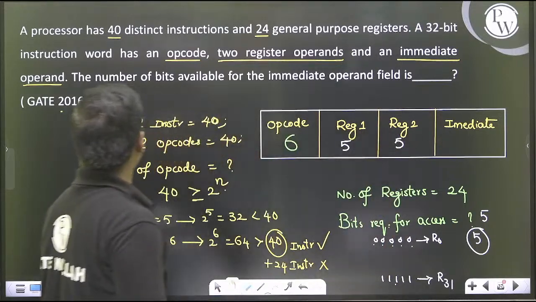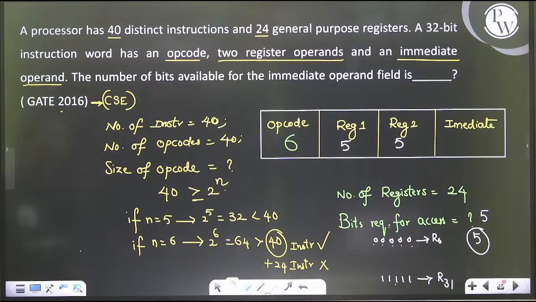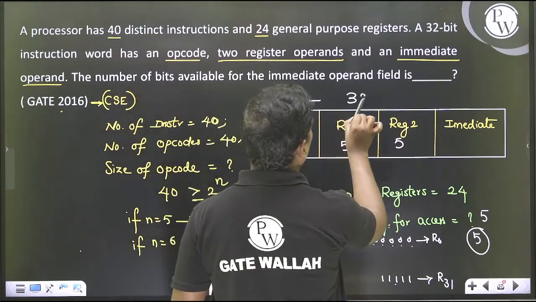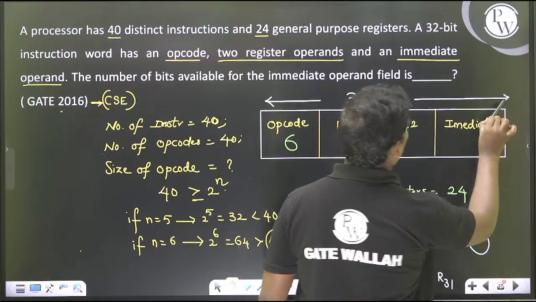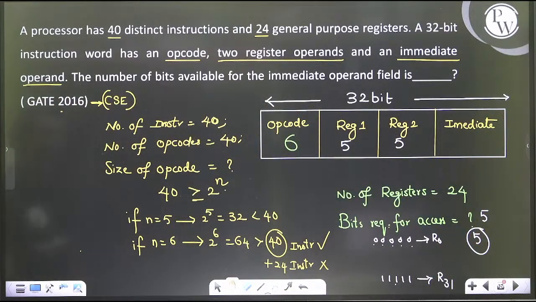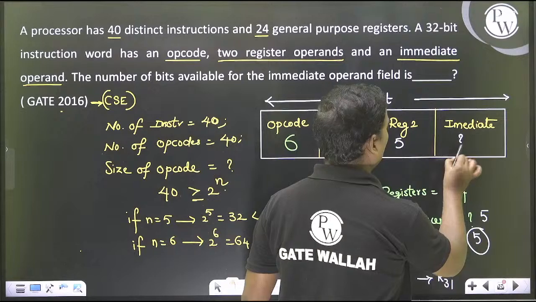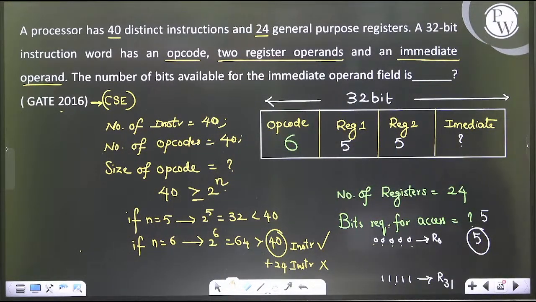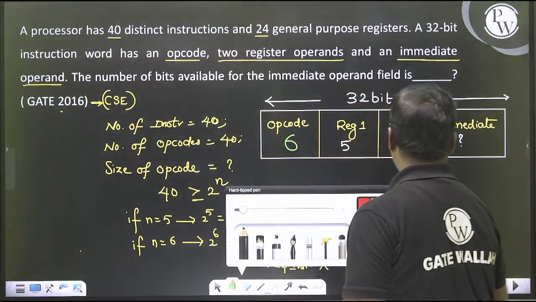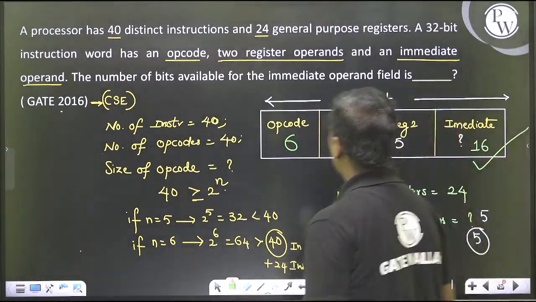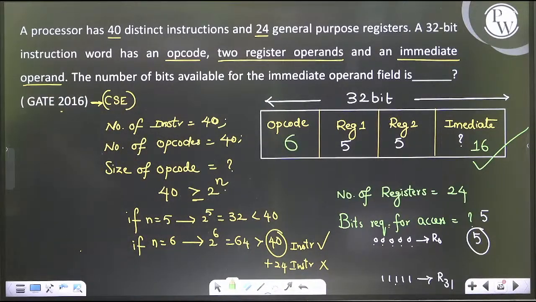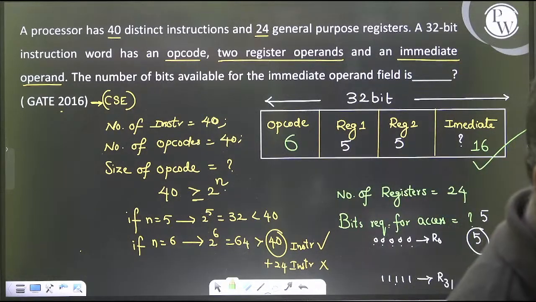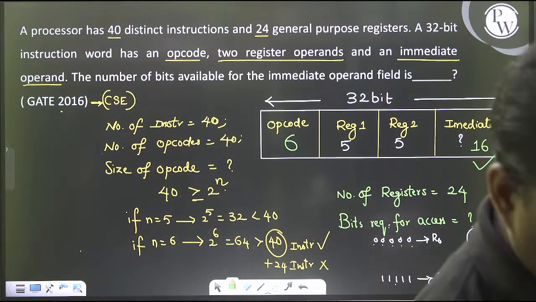And the question asked here is, a processor has 40 distinct instructions and 24 general registers, a 32-bit instruction word. So the size of the instruction is 32 bit. Then the question asked is the number of bits available for the immediate operand. What is the answer now? Tell me. Excellent. Right answer, 16. So 16 is the right answer. All of you clear, my dear? Sixteen is the right answer.